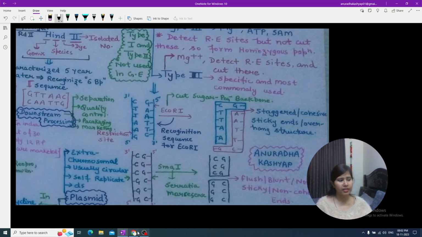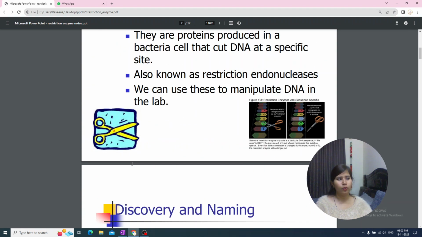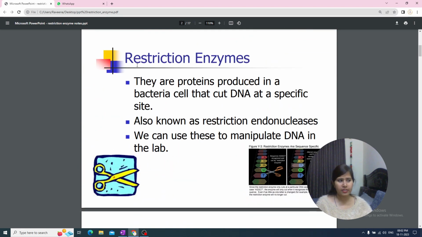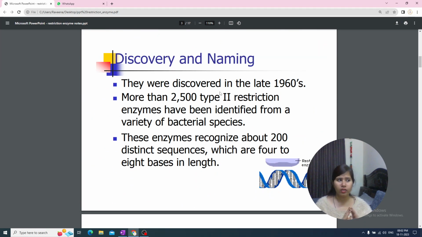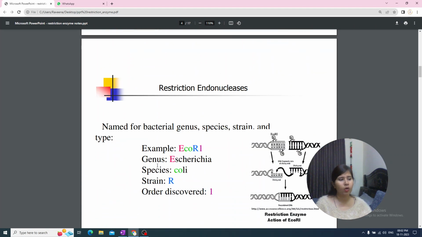Now I'm going to represent it with the help of a presentation. Here you can see I told you what restriction endonucleases are. Now I told you about the naming and discovery, that they are produced from bacteria as a defense mechanism. What will be the process of their nomenclature, and how many restriction endonucleases have been discovered till now? So this is the nomenclature process.